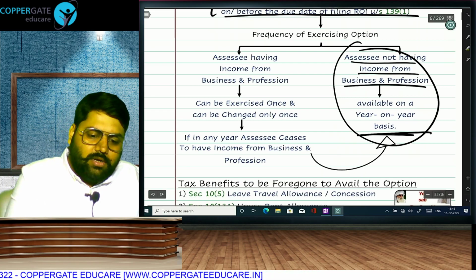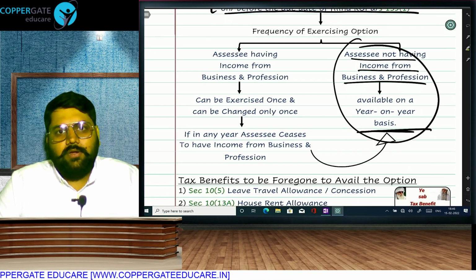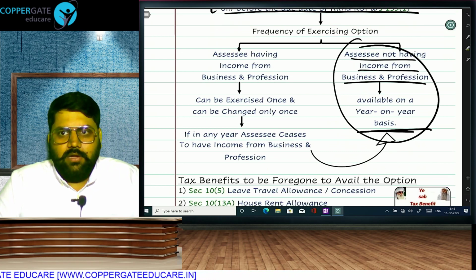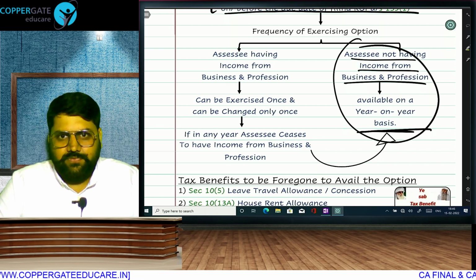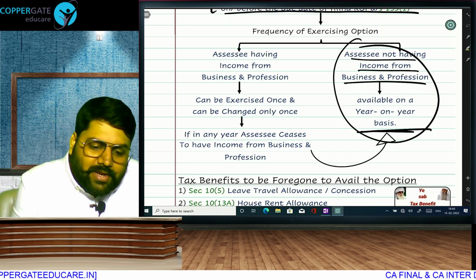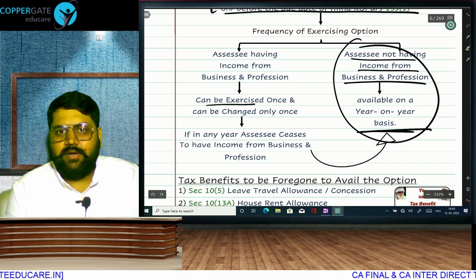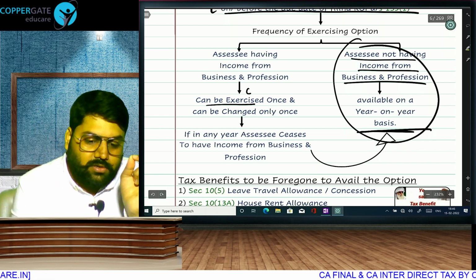Now let's talk about assessee having income from business or profession. Individual, HUF. You can exercise your option on or before the due date. That means you can go from old to new.